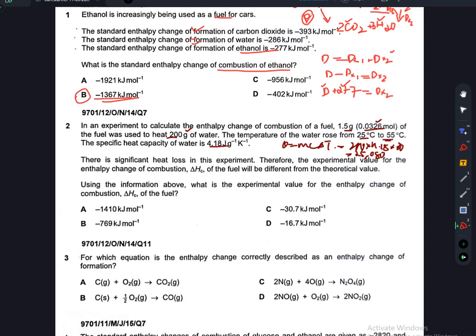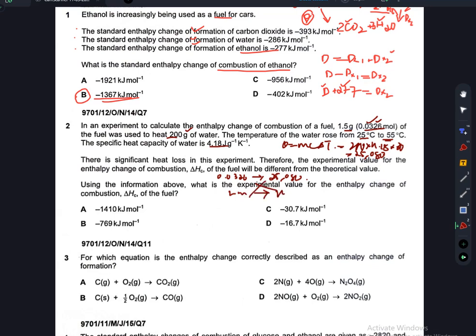But be cautious of one thing. It was 0.0326 moles. That means 0.0326 moles is giving 25080. We have to calculate the enthalpy change of combustion for 1 mole. It is based on the definition of enthalpy change of combustion that we have been given to take the enthalpy change of 1 mole.